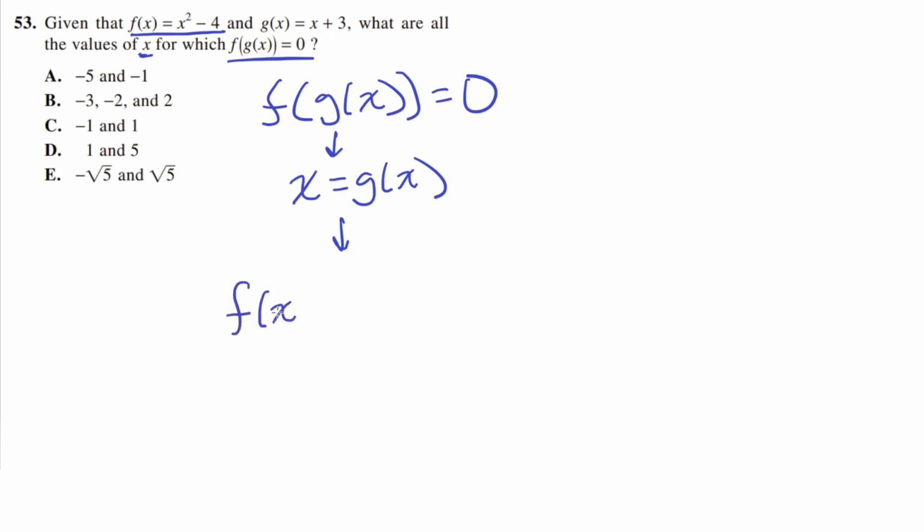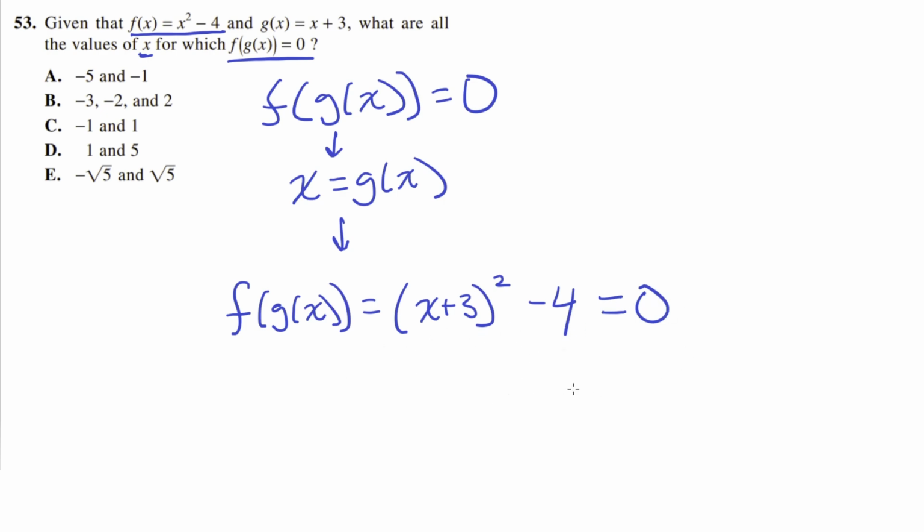So f of g of x is actually just x plus 3 squared. We replace the x squared with g of x squared minus 4. And so we could just solve this for what values of x give us a result of 0.